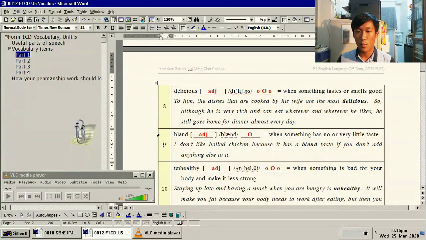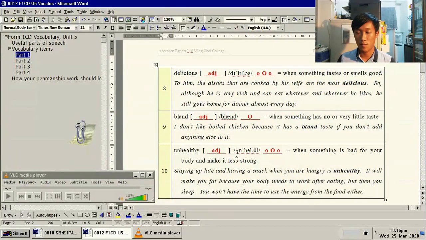9. Bland. When something has no or very little taste. I don't like boiled chicken because it has a bland taste if you don't add anything else to it. 10.